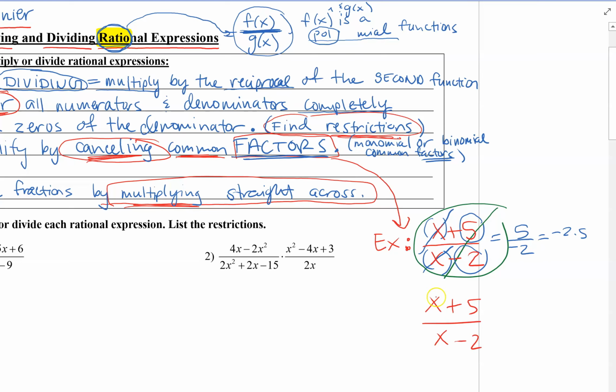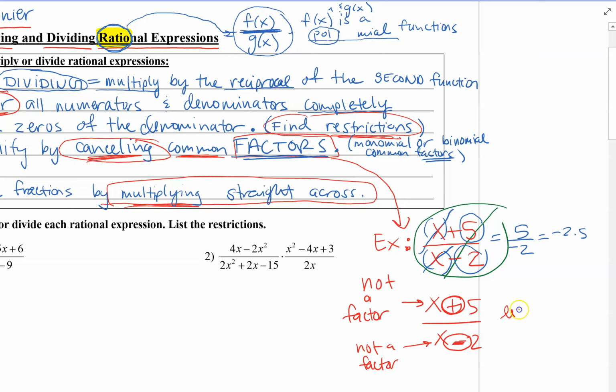Because x is not a factor. Not a factor, because it is being added to 5. That is changing the nature of x completely. Again, this right here is not a factor. It is not being multiplied to the 2. In fact, the 2 is being subtracted from it, changing it completely. Let me show you what I mean.